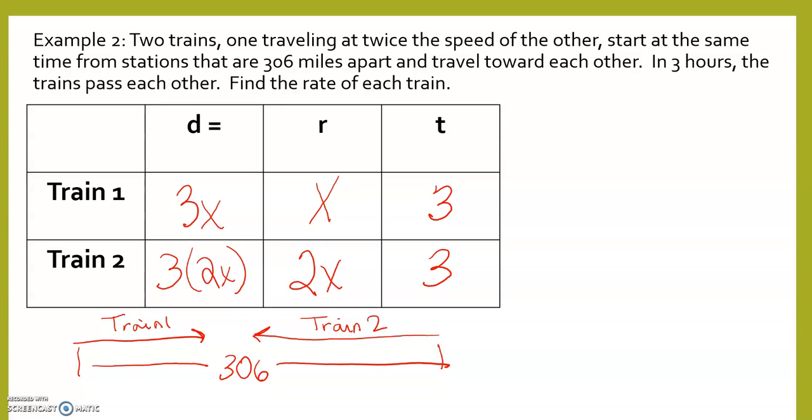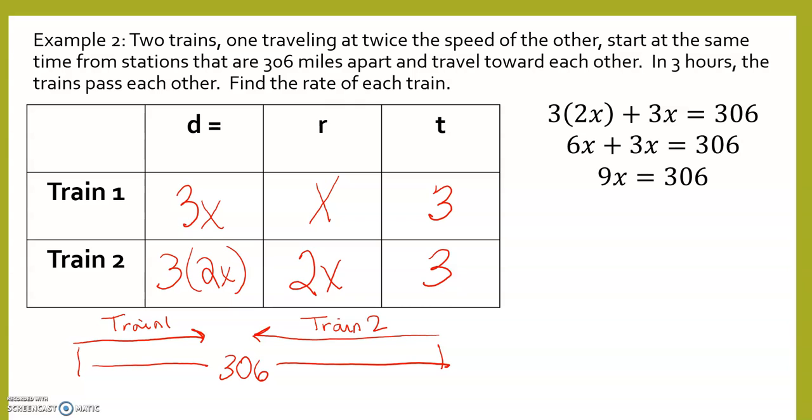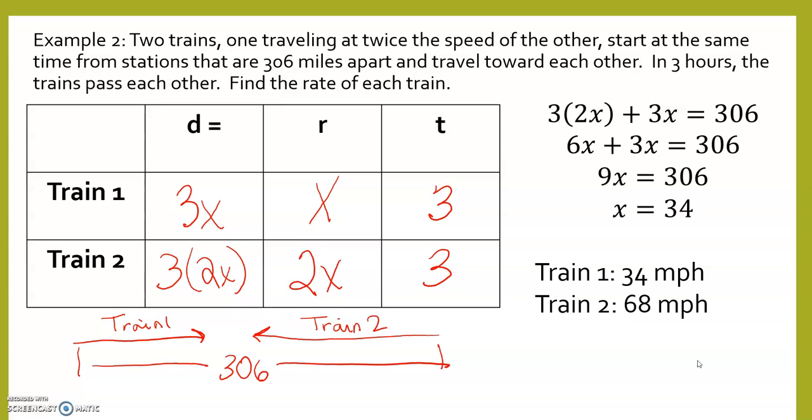We're going to add our distances, and they are going to add up to 306. So 3 times 2x plus 3x equals 306. Multiply, and it's 6x plus 3x equals 306. 9x equals 306. X equals 34. So train 1 is 34 miles per hour. Train 2 is 2 times that, 34. Train 2 is 68 miles per hour.